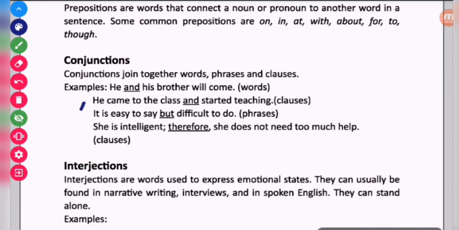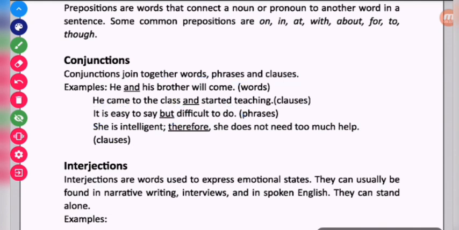After this, we have another example. That is, he came to the class and started teaching. Clauses. Okay, these are clauses. It is easy to say but difficult to do. These are phrases. She is intelligent, therefore she does not need too much help. Clauses. Okay. Conjunctions join together words, phrases, and clauses.